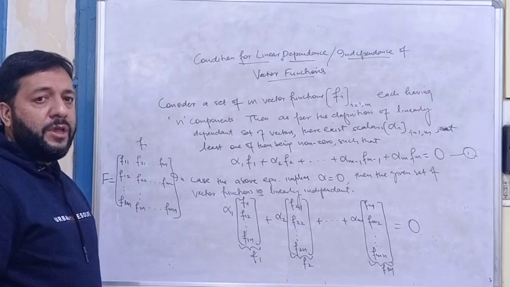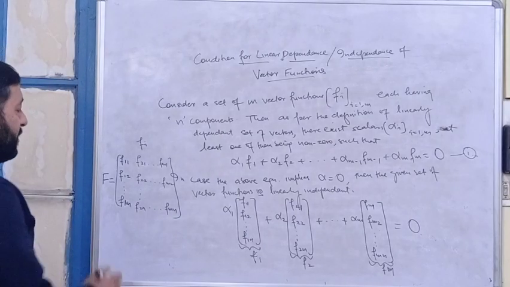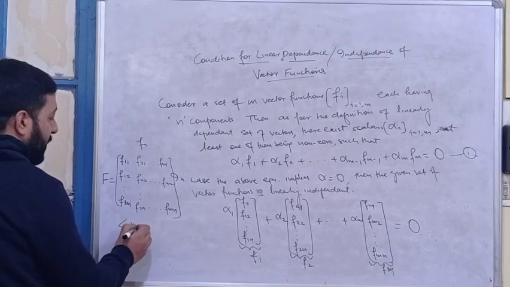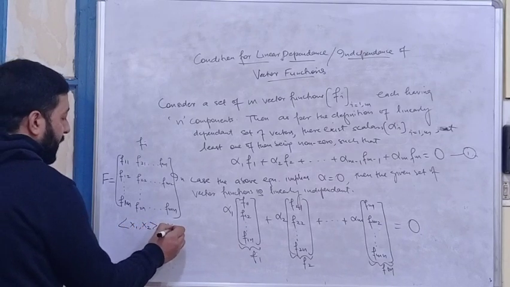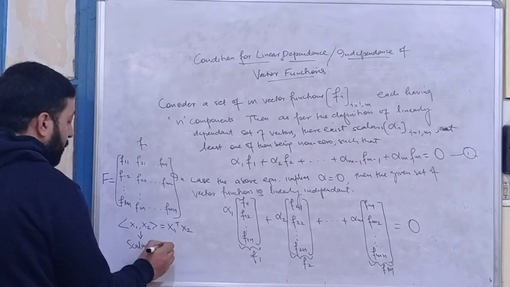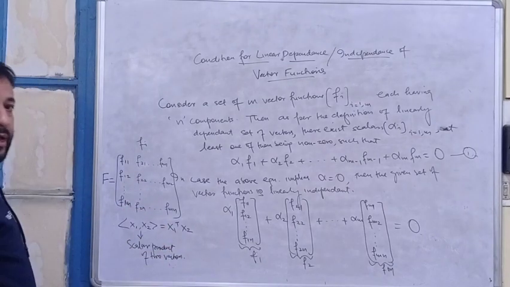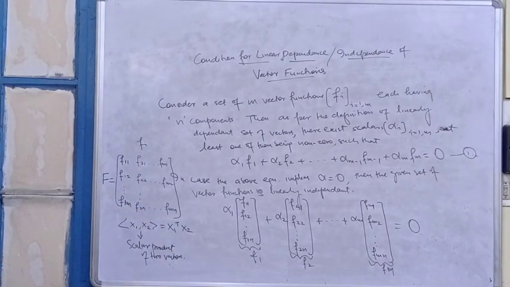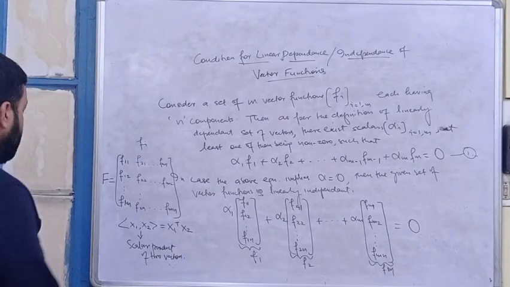As we saw in the previous case, the scalar product of two vectors, or what we call the dot product, we write as x1 x2, that is actually called x1 transpose x2. This is known as the scalar product of two vectors. Similarly, how do we define the scalar product of two vector functions?